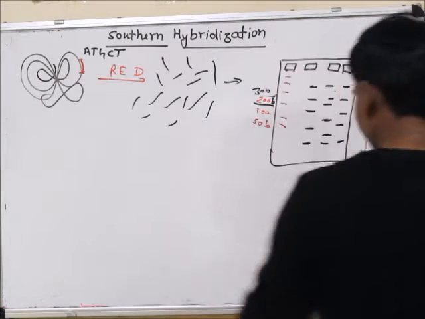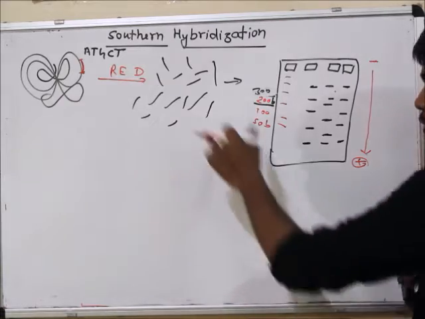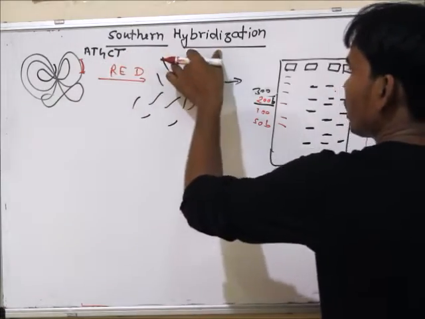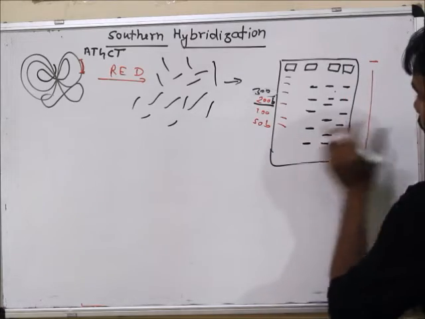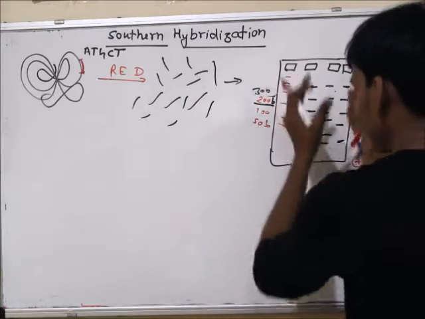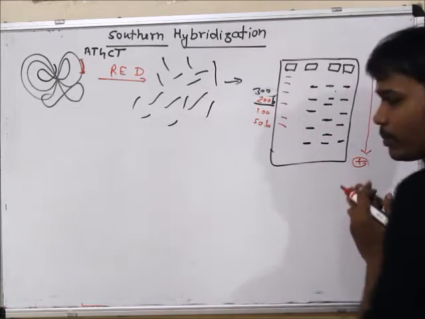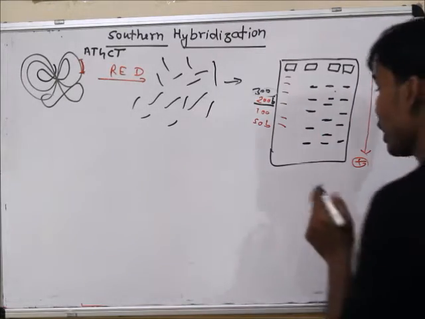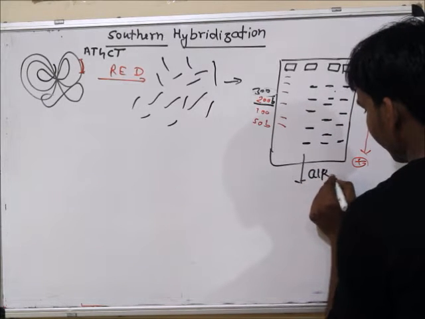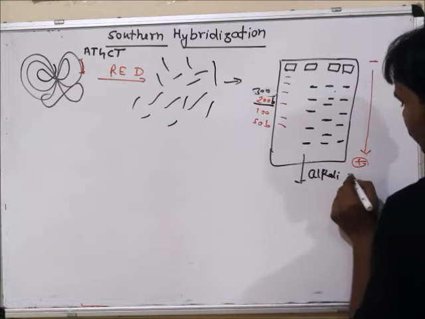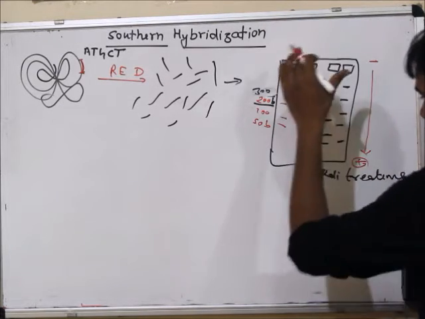So what is needed to identify a specific sequence of the DNA? Southern blotting, or Southern hybridization, is required. This requires single-stranded DNA, which means separation of the double-stranded DNA. The DNA is double-stranded, but it requires single-stranded. What is needed? Alkali treatment of this gel, to make it single-stranded.